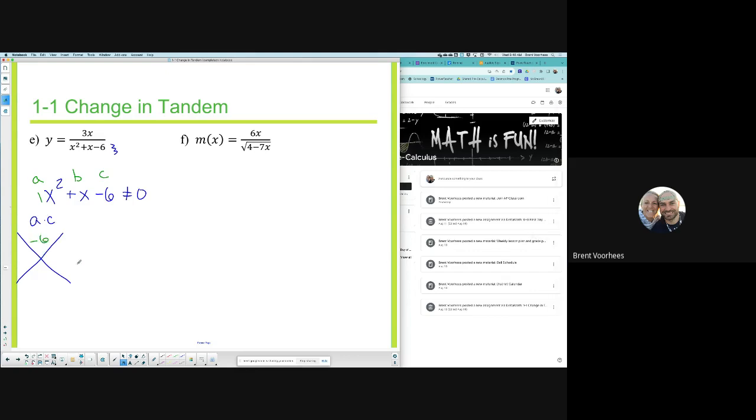Secondly, you place the b value down at the bottom of the x, which in this case, again, it's blank. So what number? 1. That's a 1 there, so I'm just sneaking a 1. So I put a 1 there. Now your goal is to look for two numbers, I'm going to call them m and n, that multiply to be negative 6, but when you add them together, become a 1. That means they have a product of negative 6, but a sum of 1.